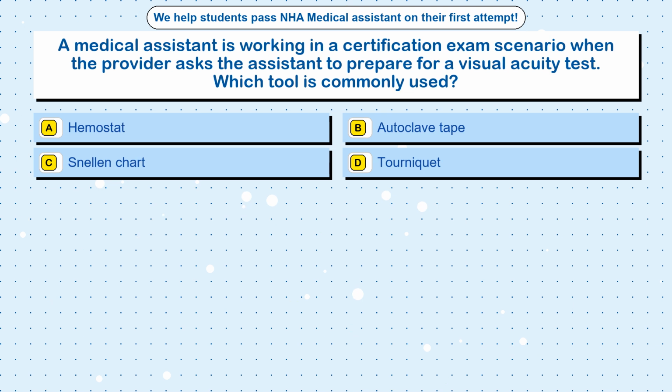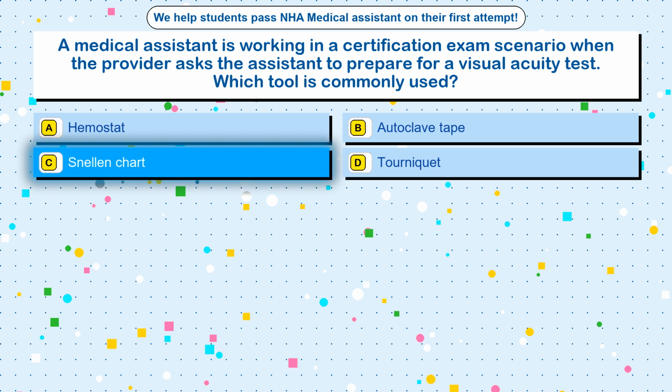Question 21. A medical assistant is working in a certification exam scenario when the provider asks the assistant to prepare for a visual acuity test. Which tool is commonly used? Option A, hemostat. Option B, autoclave tape. Option C, Snellen chart. Option D, tourniquet.